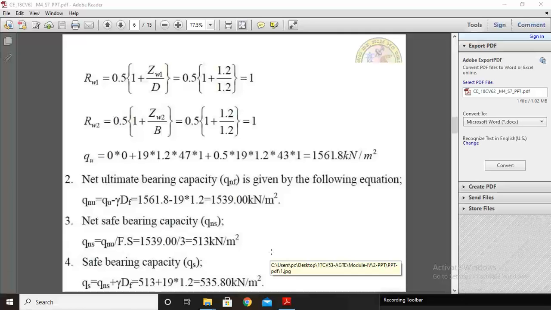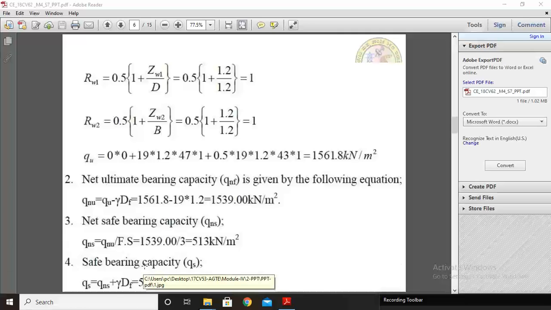The next step, calculate safe bearing capacity, given by the relation net safe bearing capacity plus gamma into Df. Substitute the values. Qns is 513 plus gamma is 19 into Df is 1.2. The answer is 535.80 kilonewton per meter square. So this is for this case.